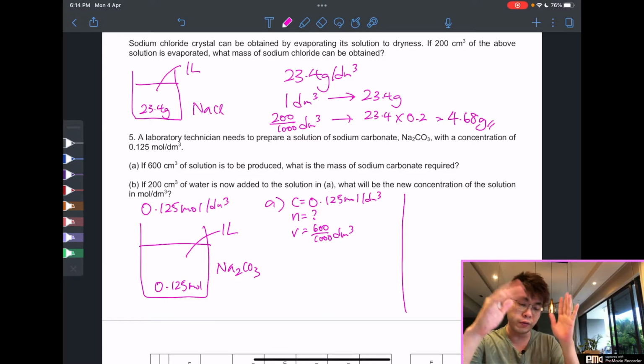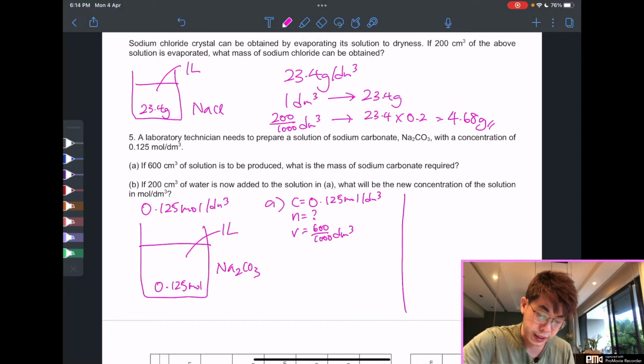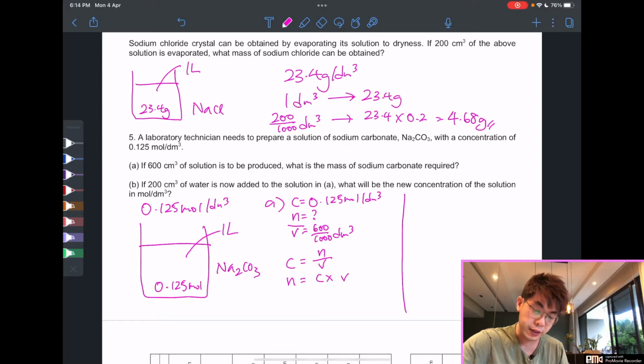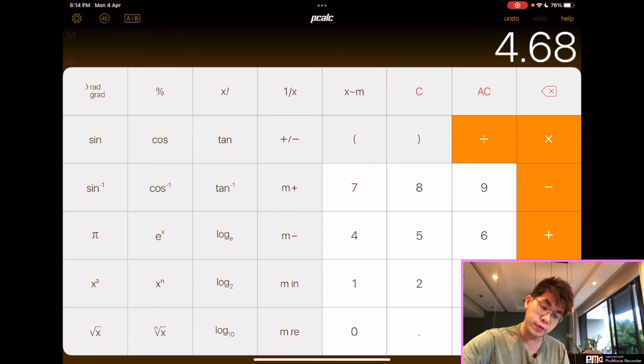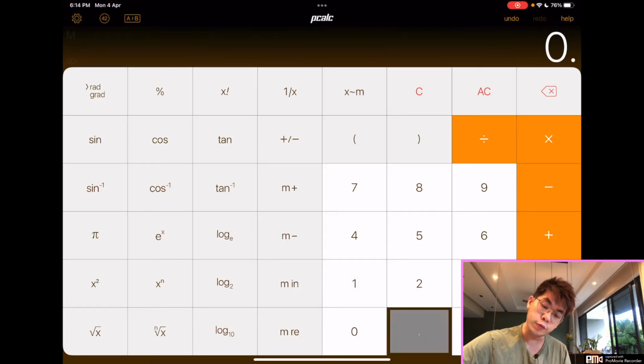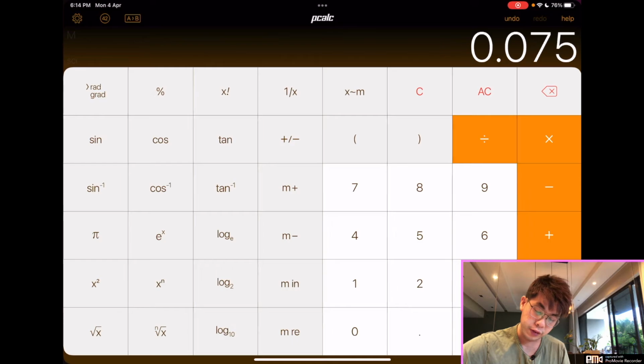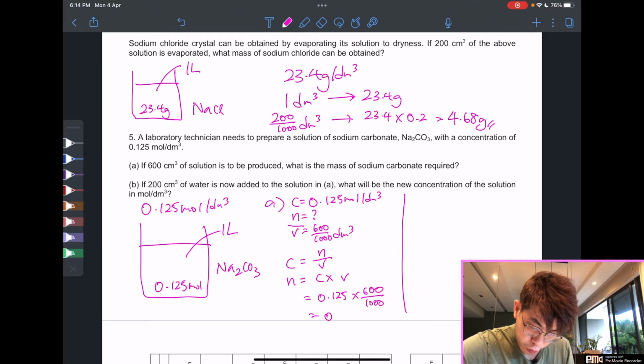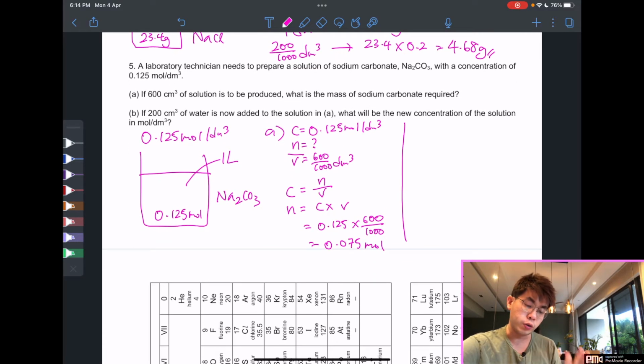The way we write this is very easy to see. The formula is actually C equals to n over V. And then I want to find n. So n equals to C times V, which is 0.125 times 600 over 1000. That would be 0.125 times 0.6, 0.075. 0.075 moles. And then what I need to do is to convert this to mass for sodium carbonate.